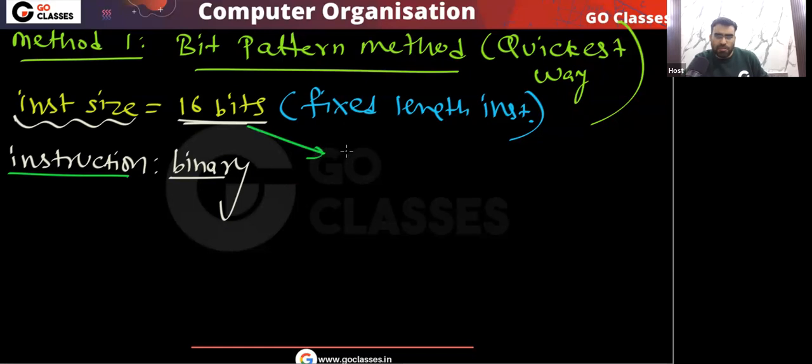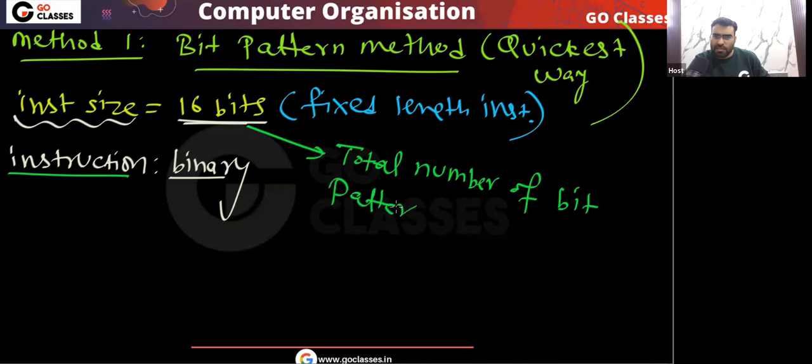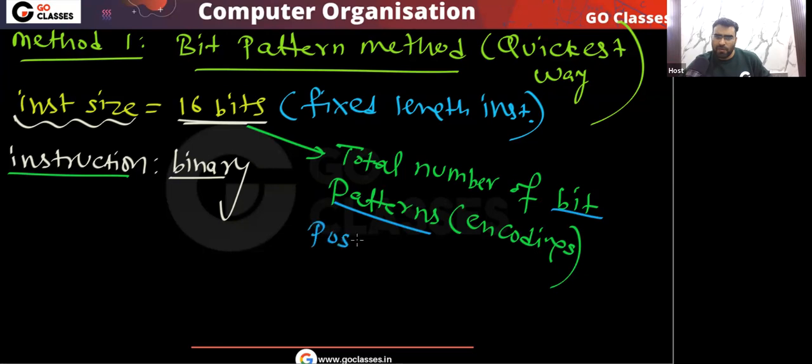So tell me how many bit patterns are possible? What is the total number of bit patterns possible? How many 0-1 sequences are possible? How many bit sequences are possible? Or I can say how many encodings are possible? So tell me, how many bit patterns are possible? That will be 2 power 16.